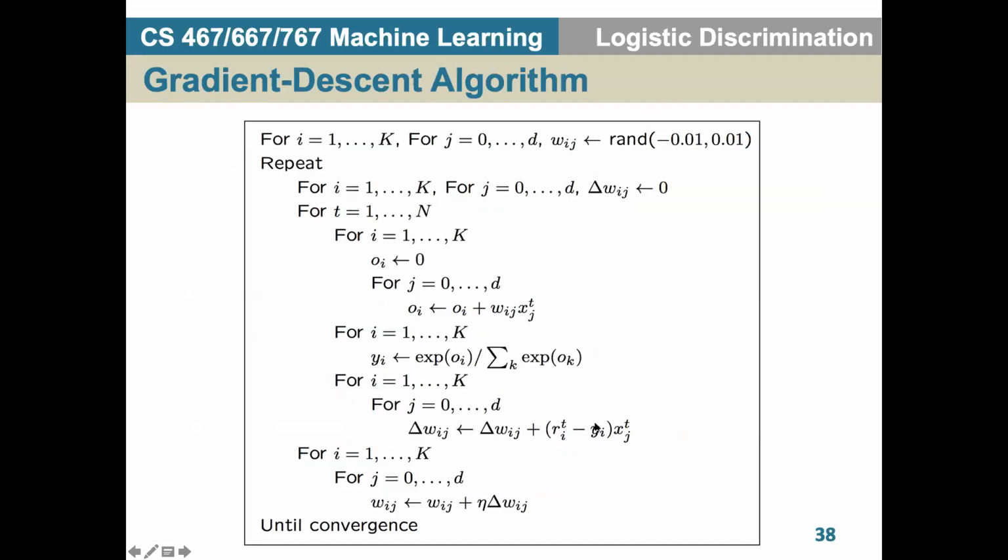But in order to compute this delta, you need to compute y. Y is the negative of a summation, and the summation is computed by this loop, from 1 to k. You can look at the details later. So this is taking the softmax.